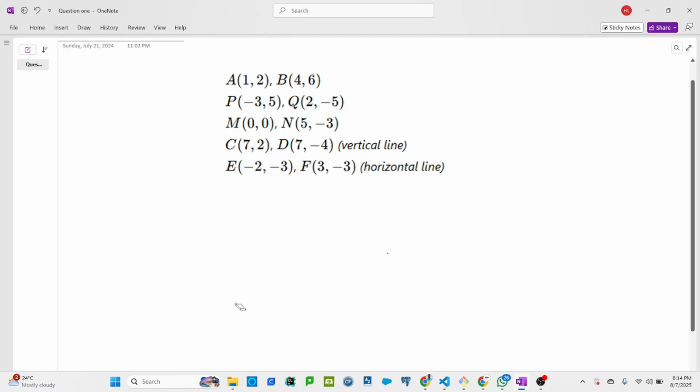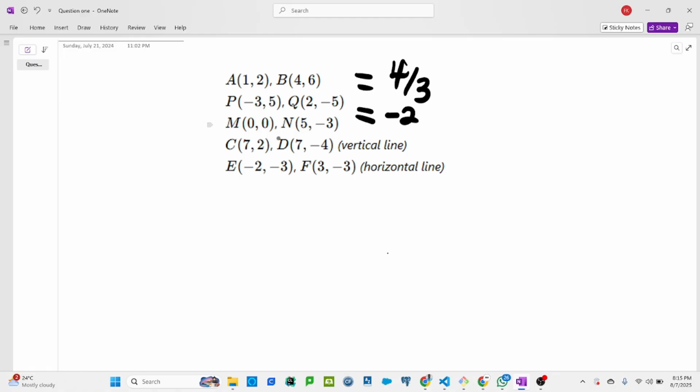So the first one, what was the answer? 4/3. The second one, what was the answer? -2. So this one, what was the answer? I think it was undefined. No, the third one was -3/5. So this one is the undefined one, and then this one is 0.